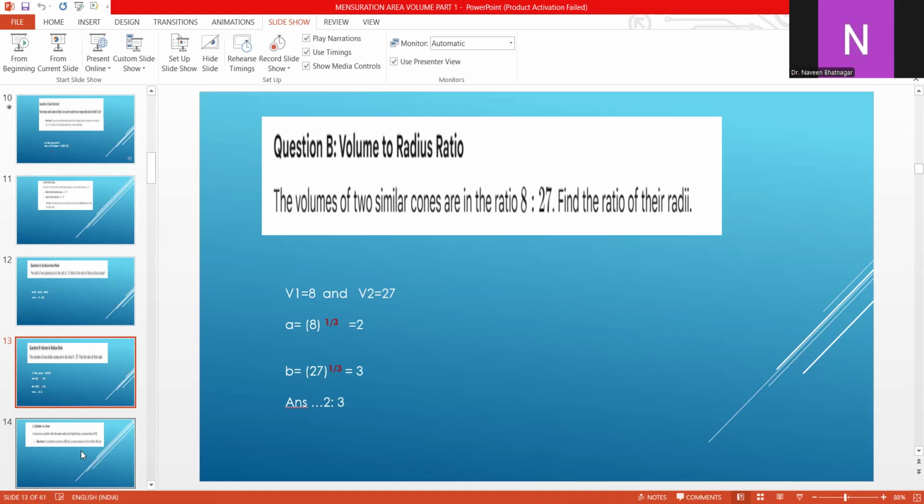So here they have given you the ratio of volume as 8 ratio 27. So you can simply take the cube root of these two numbers, 8 and 27. So that would come out to be 2 and 3.